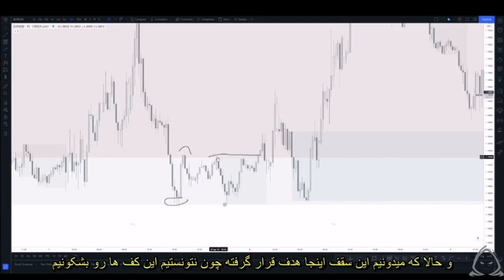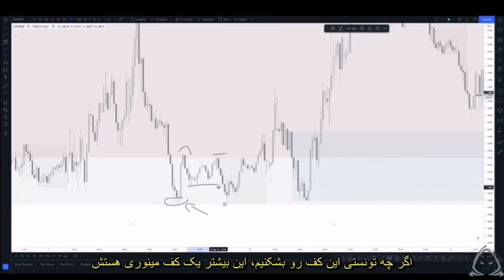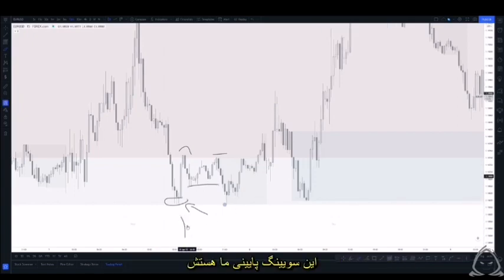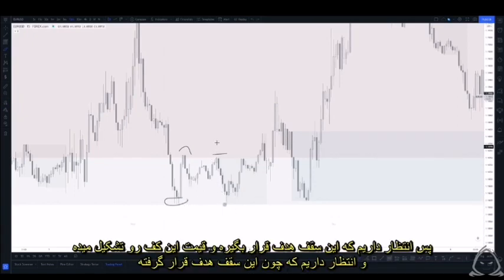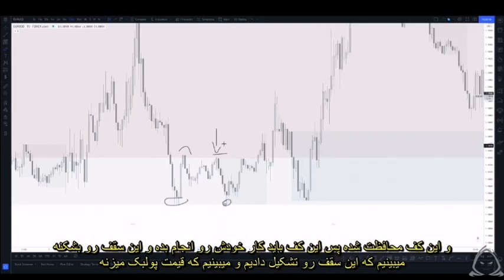So now that we know that this high right here is targeted because we were unsuccessful in taking out these lows, although we were successful in taking out this low, this is more of a minor low. This would be more of that swing low. You can see that. So we're expecting that this high will get targeted. Price creates this low, and we're expecting that because this high is targeted and this low is protected, that this low should do its job and take out this high.